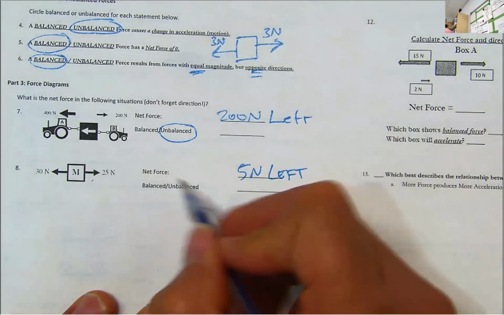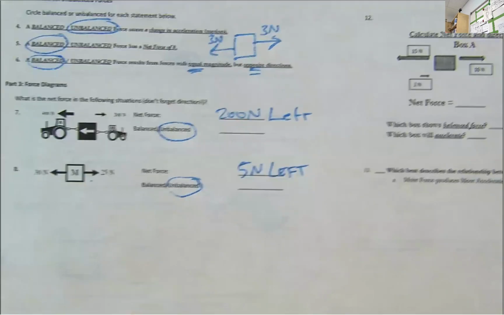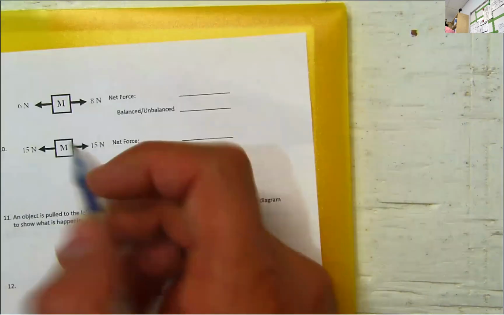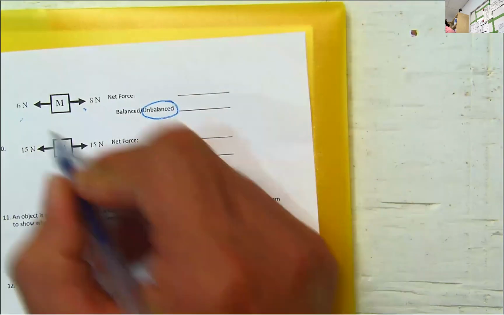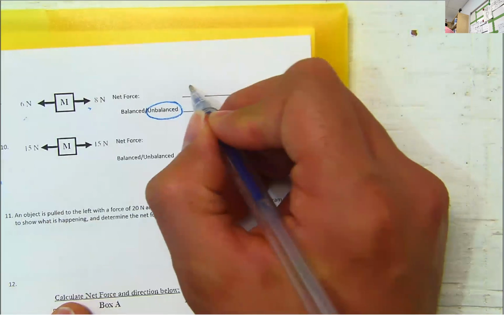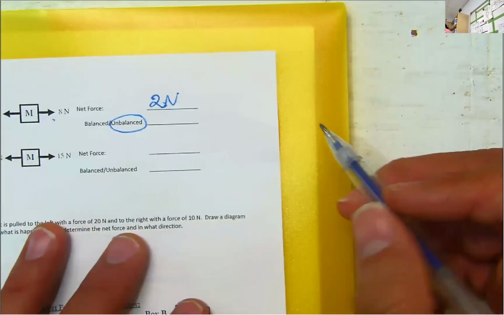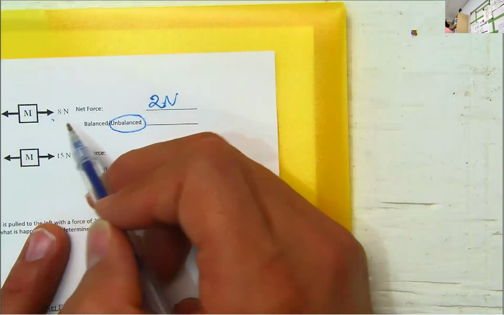And we know that they're unbalanced because they're not the same. Are we good on this? Move right along. 6, 8, that means that we know that they're unbalanced. They're in opposite directions, so we're going to subtract. So 8 minus 6 is going to give us 2. And then it's going to go in the direction of the higher force. So the 8 is to the right.